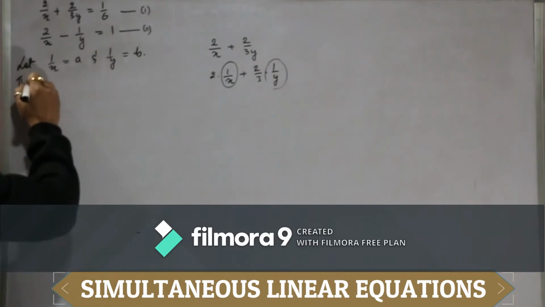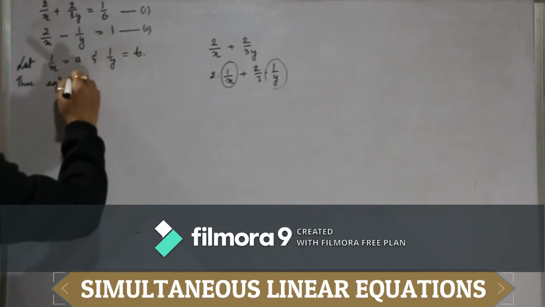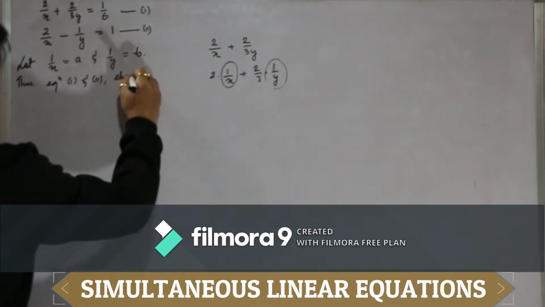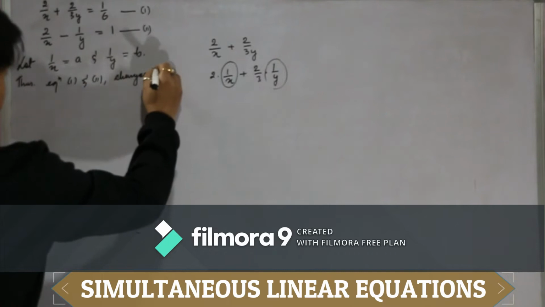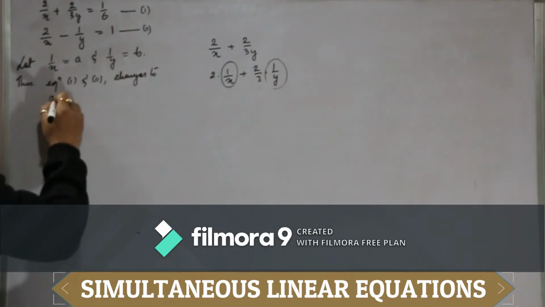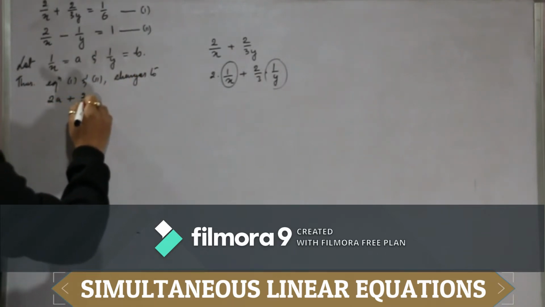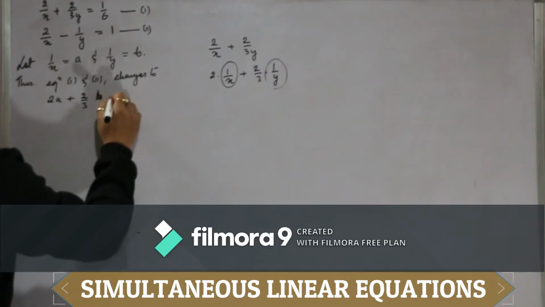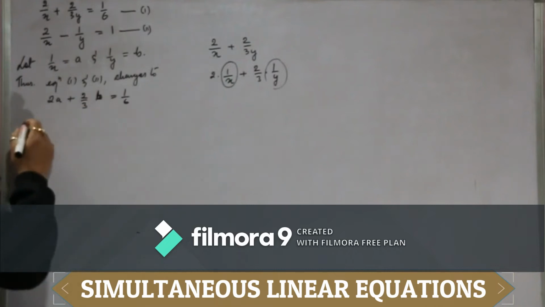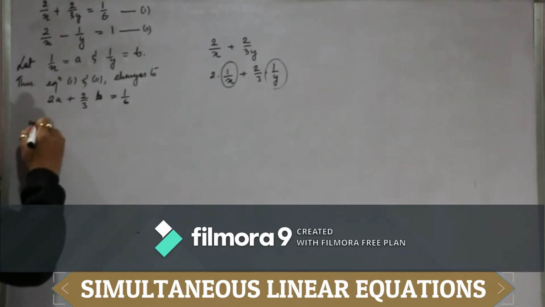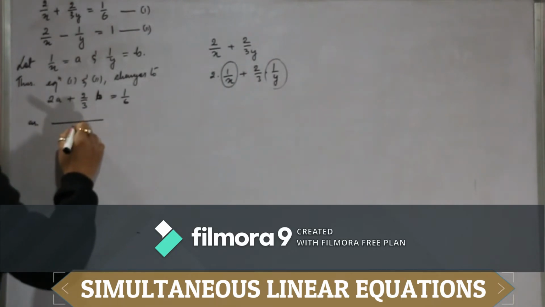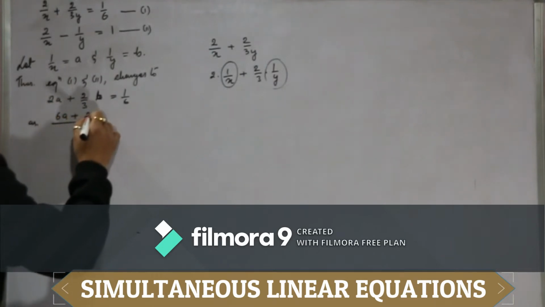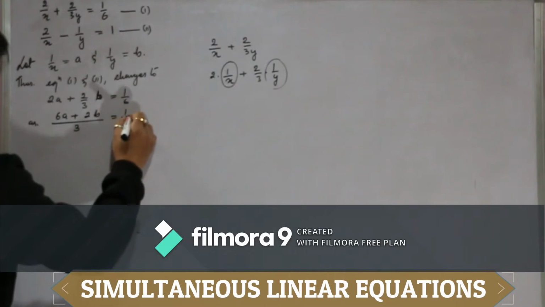Thus equations 1 and 2 change. Equation 1 will become 2a plus 2 by 3b equals 1 by 6. First solve this equation. Take the LCM: 3 2s are 6a plus 2b equals 1 by 6.